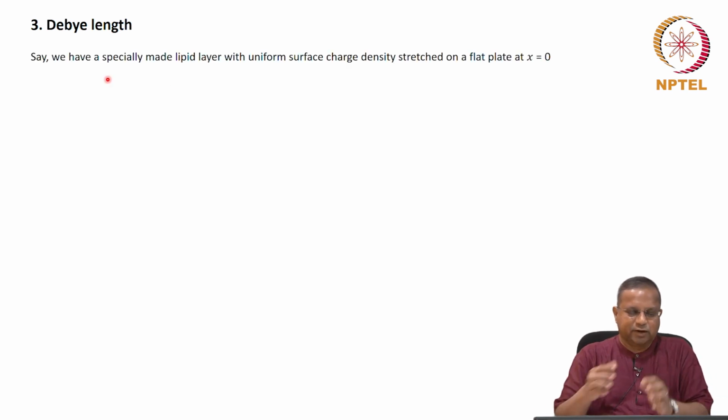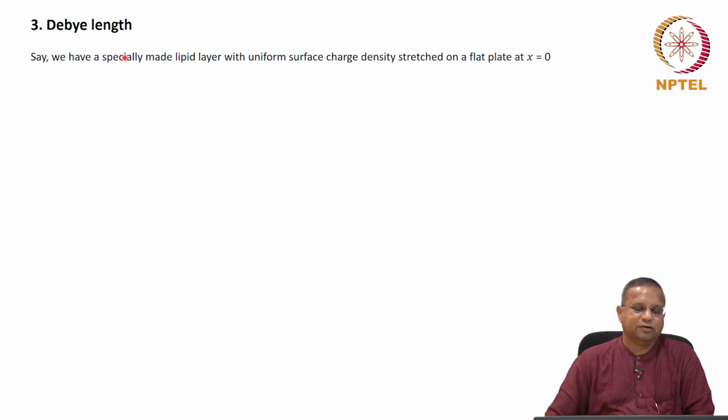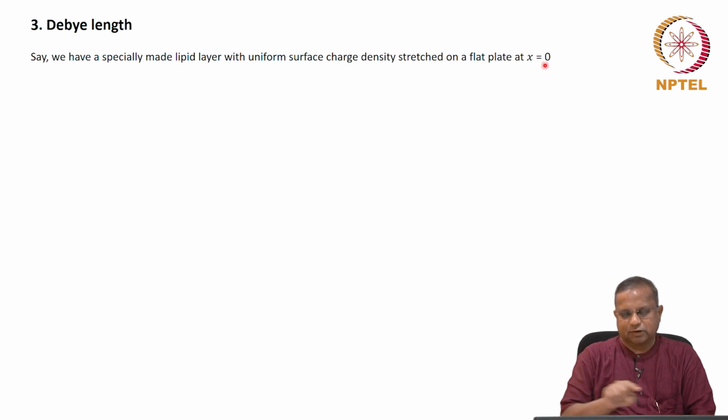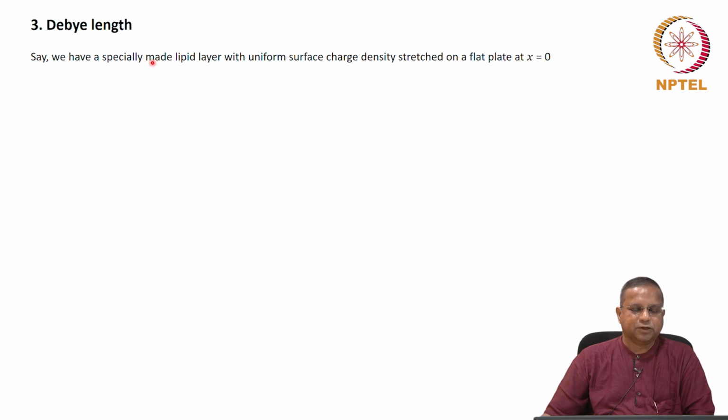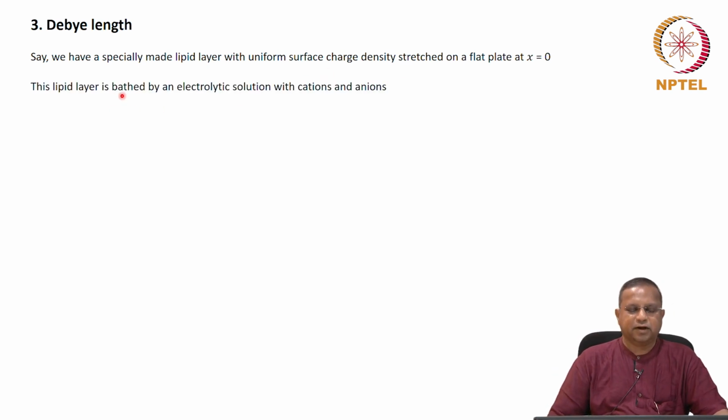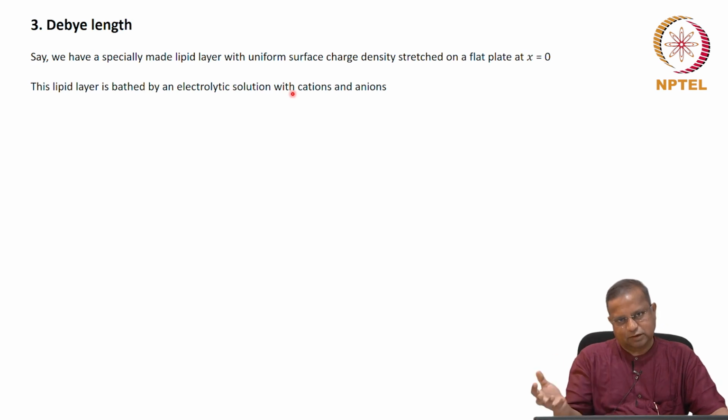To understand Debye length, let us consider this. Say we have a specially made lipid layer with uniform surface charge density stretched on a flat plate at x equals 0. Okay, so somewhere here you have the plate, and we have stretched the lipid layer out on a flat plate. The lipid layer, let us say, is bathed by an electrolytic solution with cations and anions. So there are charges on the lipid bilayer and there are charges around.